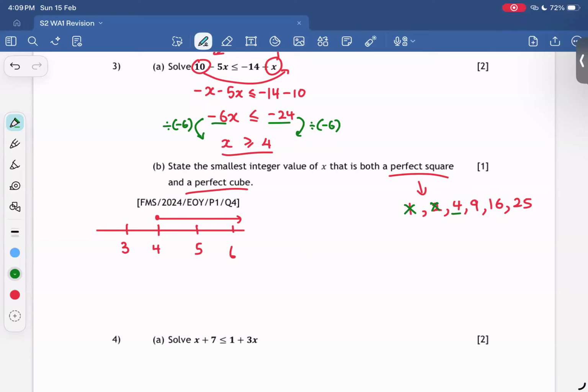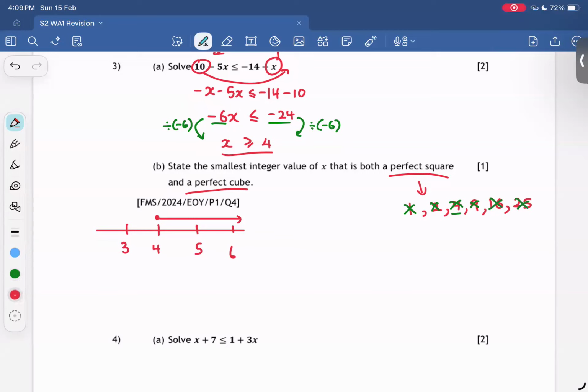Let's check number 4. Can I square root and cube root? Actually I cannot. Number 9, I can square root, yes, but can I cube root? Also cannot. So 4 is out, 9 is out. Then 16, can I cube root 16? Also cannot. Can I cube root 25? Also cannot. Oh my goodness. So what number are we left with?